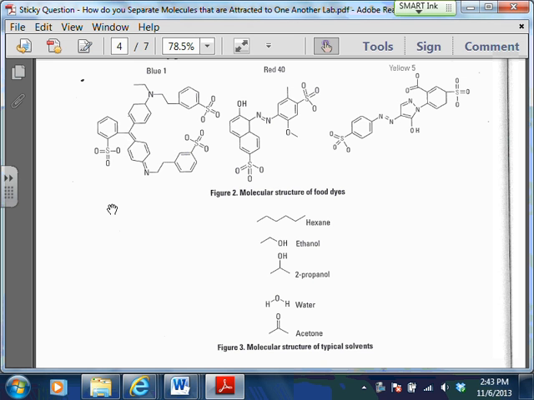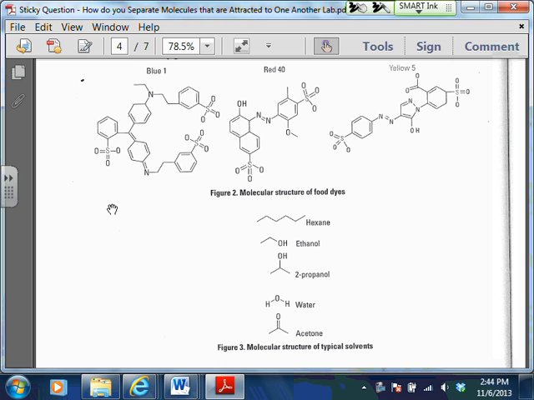Point is, those are the places that are probably going to be very attracted to the water. So what I'm saying is these are fairly polar molecules, so they're probably going to be most attracted to the most polar solvent. You might have taken a guess just by looking at these that the water's going to work the best because you've got polar and polar, right?